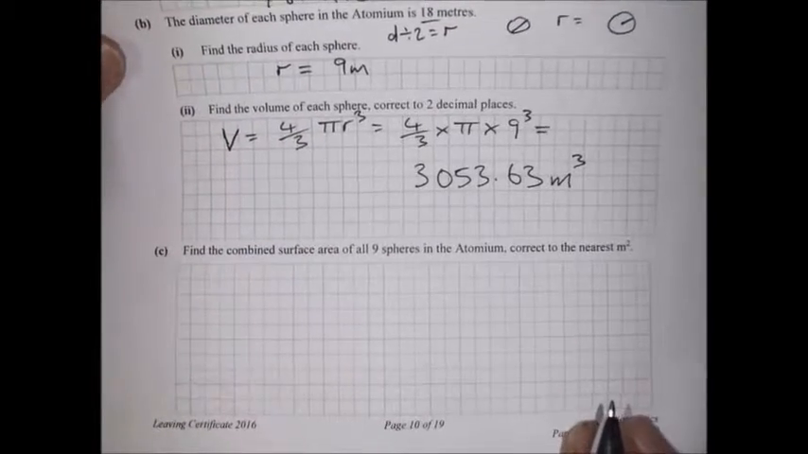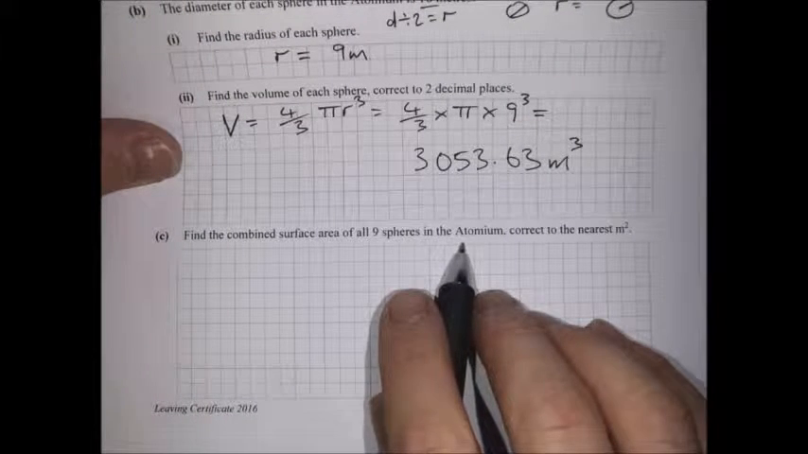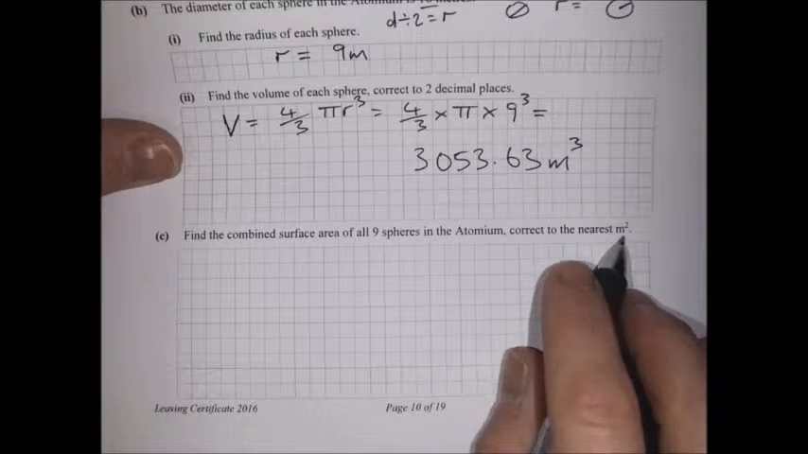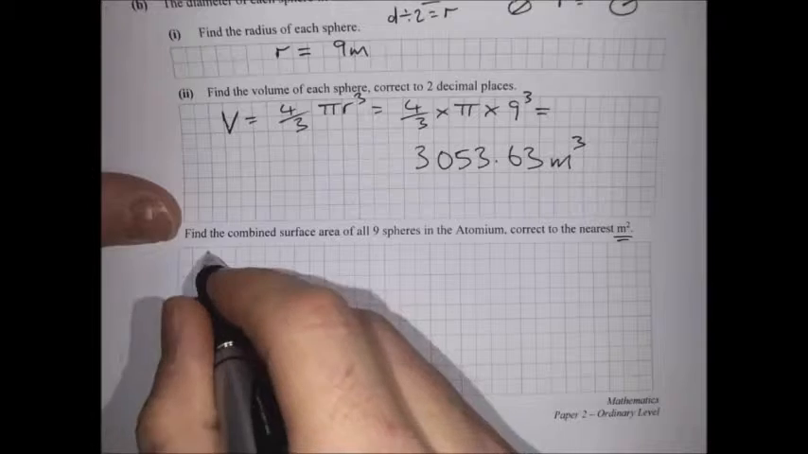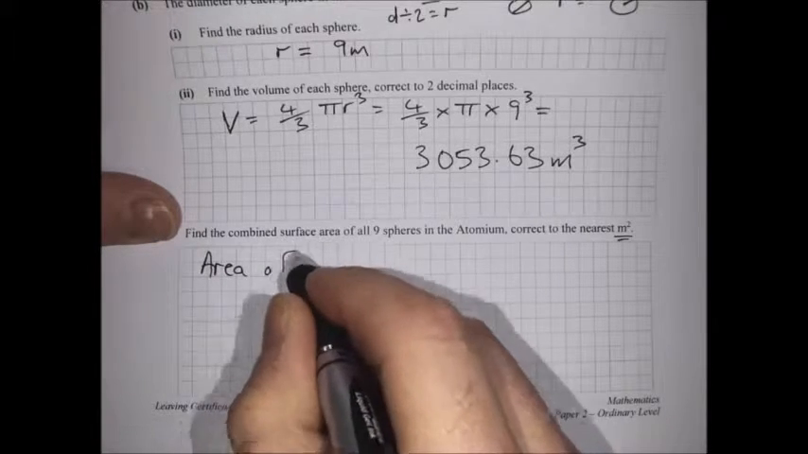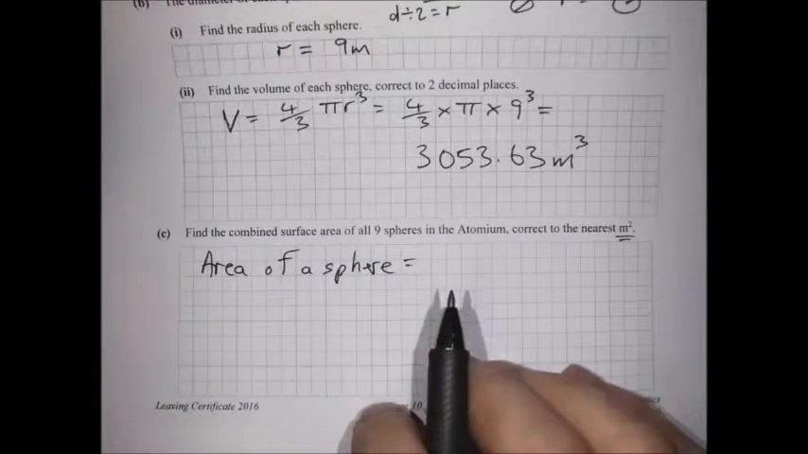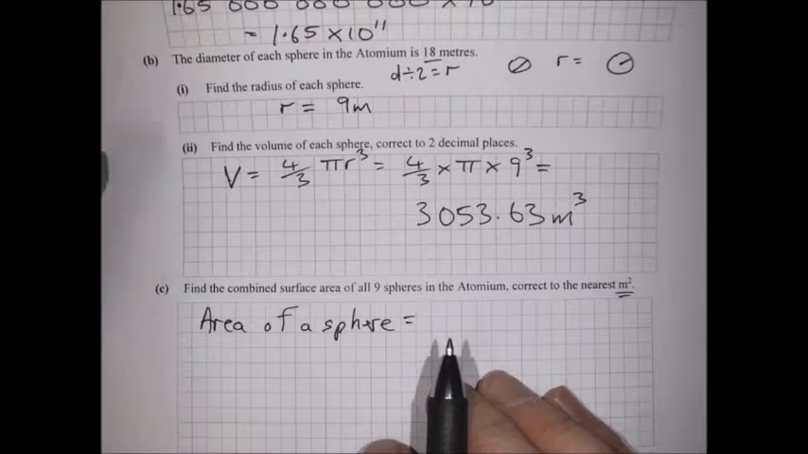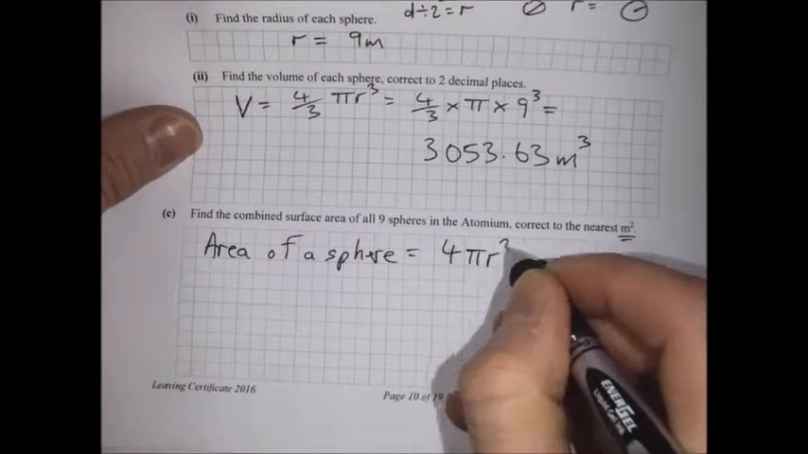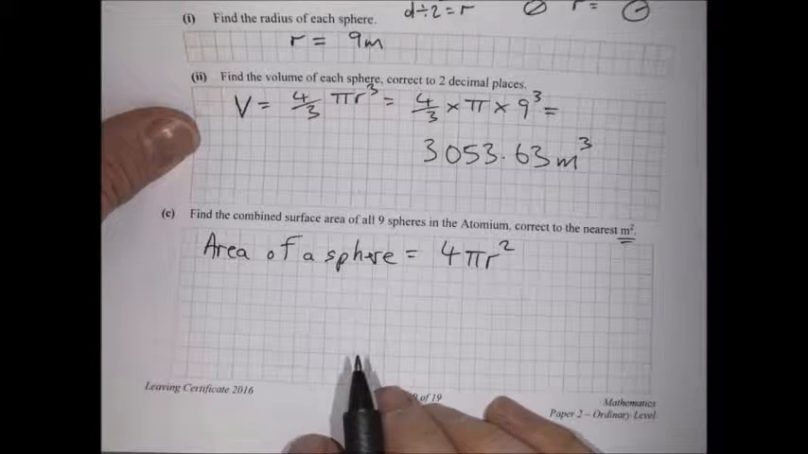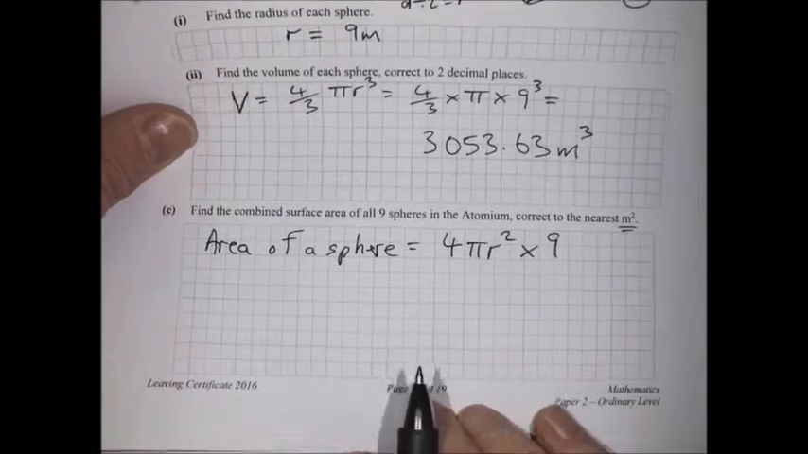Next up, find the combined surface area of all 9 spheres in the Atomium, correct to the nearest meter squared. Okay, there's 9 spheres. Well, the area of a sphere, there's a formula for that, right? That has to be the amount of surface area, say the amount of wallpaper or paint it would take to cover the sphere. The area is given by this formula, 4 pi r squared. Now we've 9 of them spheres, so when we get 1, we'll multiply our answer by 9. And that's all we do.